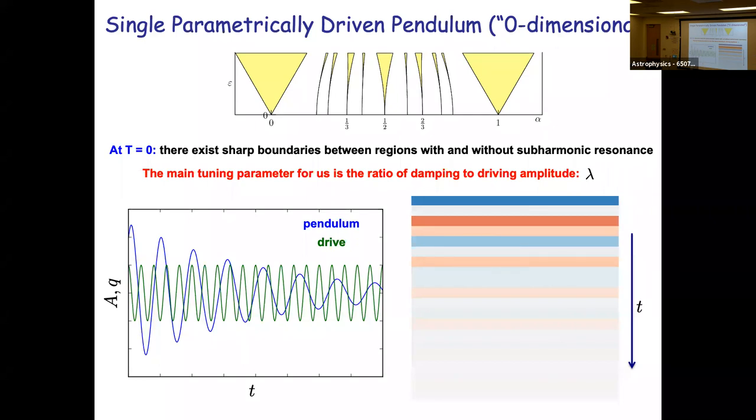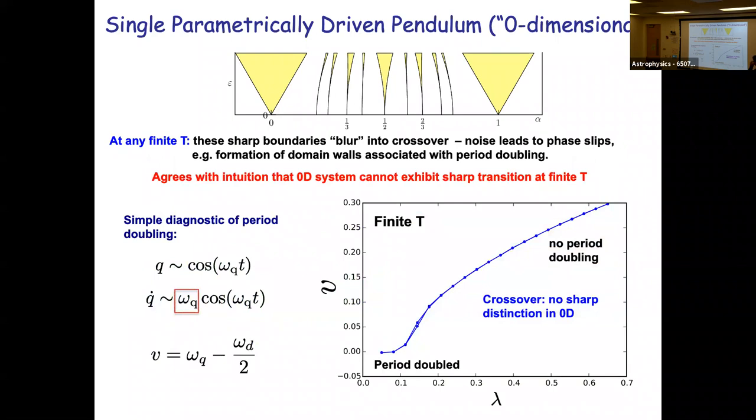And here, that basically looks like dynamics vectorially like this. So solid colors will represent period doubling, and white basically will represent the absence of any period doubling. So solid colors, time crystal; white, not time crystal. Now, let's analyze still the single pendulum case, but let's now turn on temperature. It turns out it's also well known forever that whenever you have a finite temperature, what previously were sharp phase transitions from period doubled regions to non-period doubled regions, from time crystals to non-time crystals, they always blur into crossover.